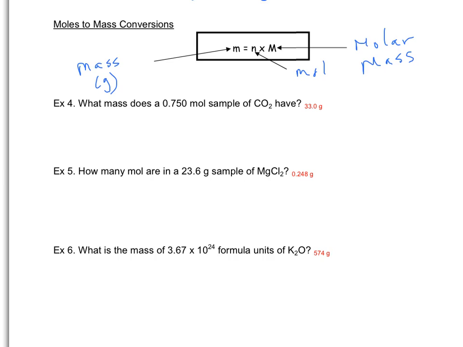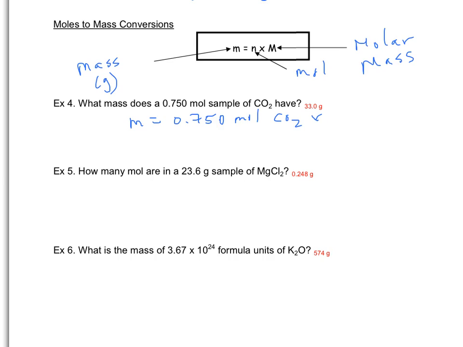Example 4, what mass does a 0.750 mole sample of CO2 have? I know I need to use the m equals n times big M equation because my question is asking me for mass and I'm given moles. Let's sub in what I know. I've got 0.750 moles of CO2, and using that formula I can determine the molar mass of the compound.